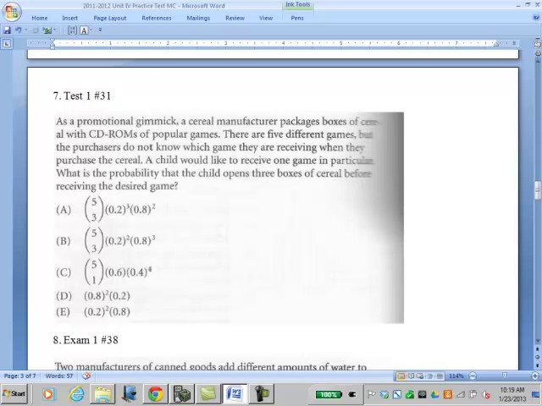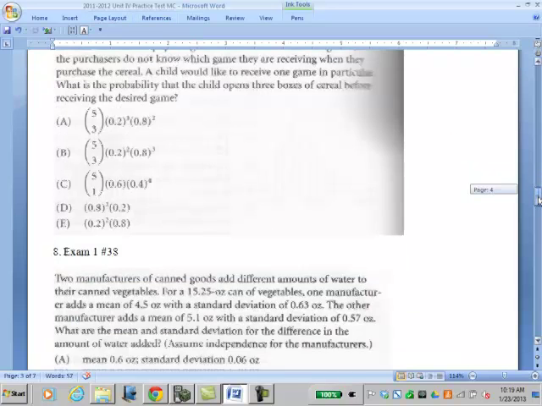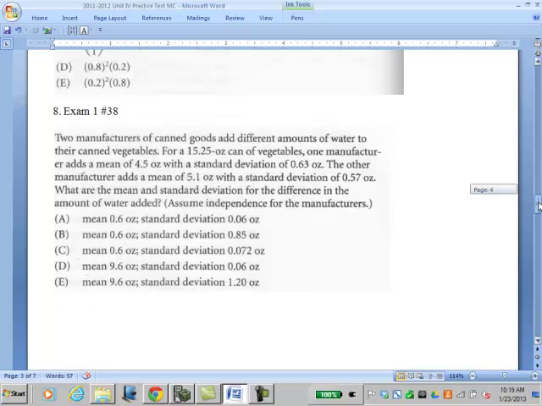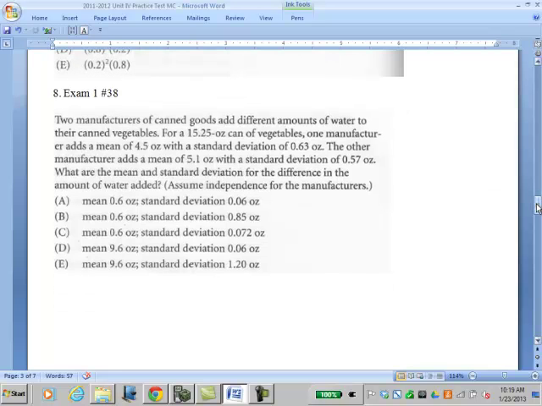And the third box has the right game. That's 0.2. So it's D, 0.8 times 0.8 times 0.2. It's very, very simple. It's not like the probability where you have a fixed number of outcomes, fixed number of trials, and you're looking for a particular number of outcomes. Then you get into multiple possibilities.